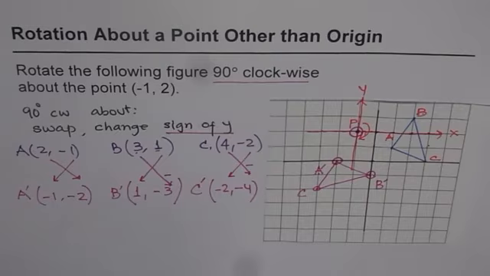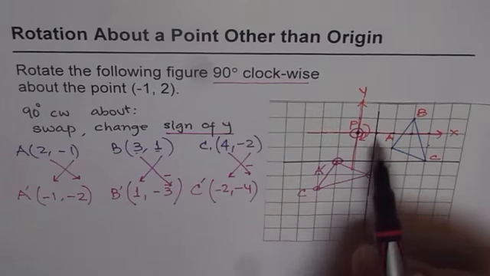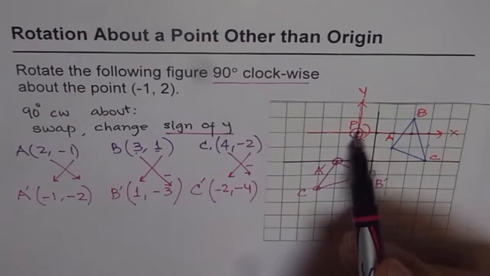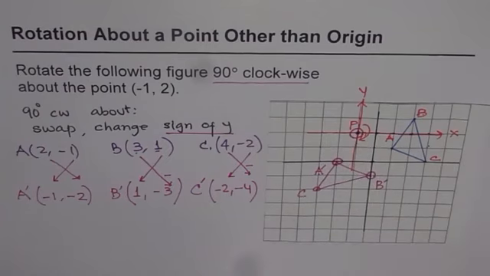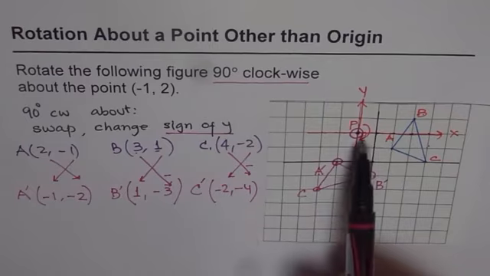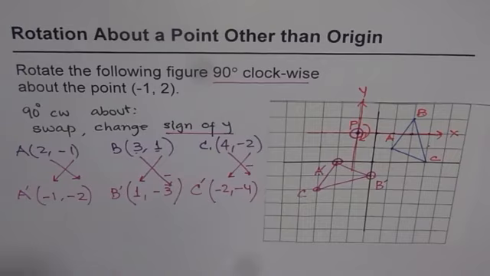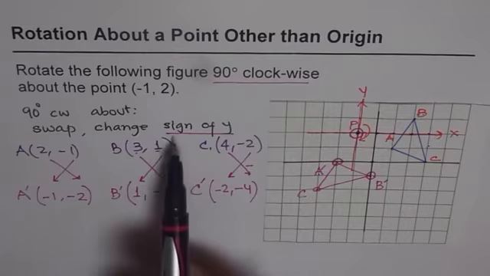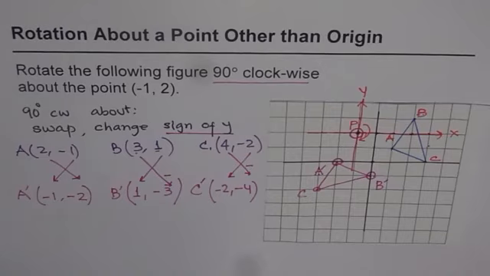So that is how you can rotate any figure about any other point. The trick here is to change the origin. When you change the origin, the whole coordinate system changes. Then write down all your points with respect to the new coordinate system and apply the same rule. That means swap x and y and change the sign for y. You'll get your figure. Do you see that? So that is how we can always rotate a figure about any point. I hope you appreciate this method. Thank you and all the best.